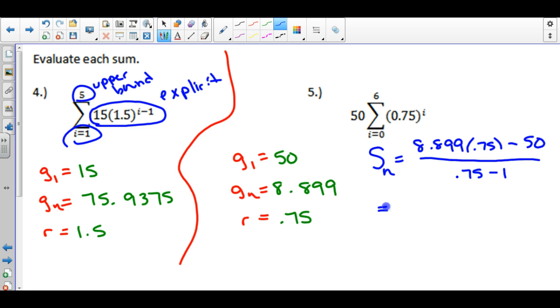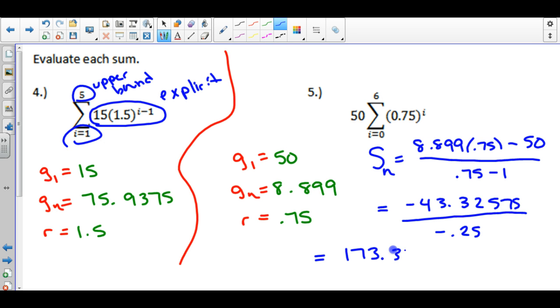I'm going to take 8.899, multiply it by 0.75, and then I'm going to subtract 50, and I get a numerator of negative 43.32575. All of that is going to go over 0.75 minus 1, which is negative 0.25. So at the very end of this, I'm going to take negative 43.32575 and divide by negative 0.25. And I end up with a sum of 173.303.